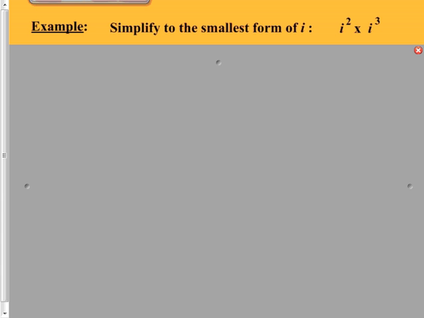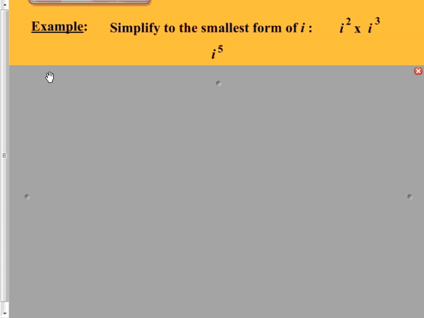Okay, simplify to the smallest form of i. And we have i squared times i cubed. Now by the laws of exponents, we have the same base being multiplied together, i times i. So what do the laws of exponents tell us that we are supposed to do with the exponents if the bases are the same? Law 1 says if you're multiplying the same bases together, then you should add your exponents. So i squared times i to the third, even though a lot of people are going to write i to the sixth, it's not i to the sixth, it's i to the fifth.